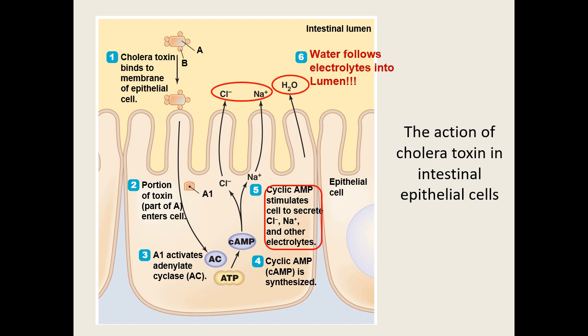Why do we care about cyclic AMP? The cell should normally not be making this, but now it is forced to make it. And cyclic AMP causes these cells to secrete chloride ions and sodium ions. Those are electrolytes. If you have chloride and sodium leaving, this causes an osmotic change, and the water wants to go wherever the electrolytes are going because of osmosis. So water follows the electrolytes into the lumen of the digestive tract, which then leaves as that diarrhea.